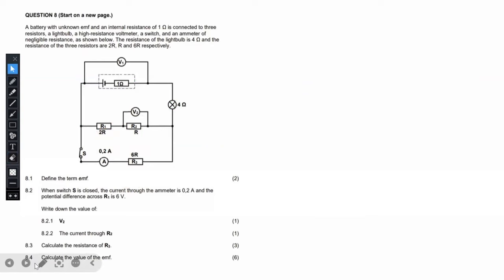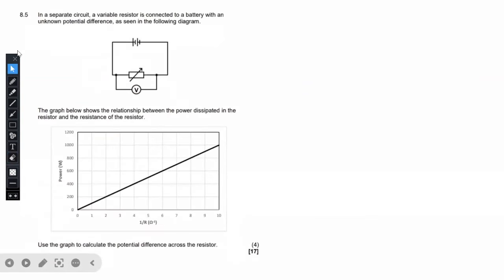Then, okay, let's proceed. We have 8.5, it says in a separate circuit, a variable resistor is connected to a battery with an unknown potential difference as seen in the following diagram. The graph below shows the relationship between the power dissipated in the resistor and the resistance of the resistor. And then they say use the graph to calculate the potential difference across the resistor, 4 marks.